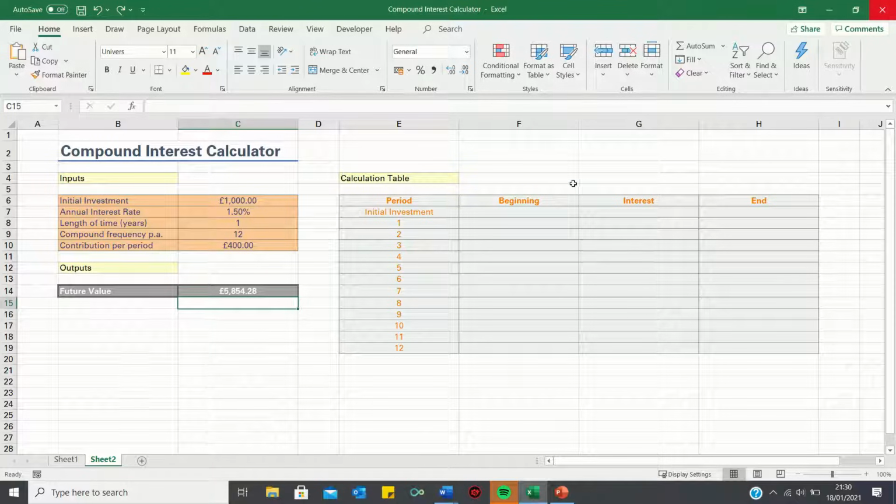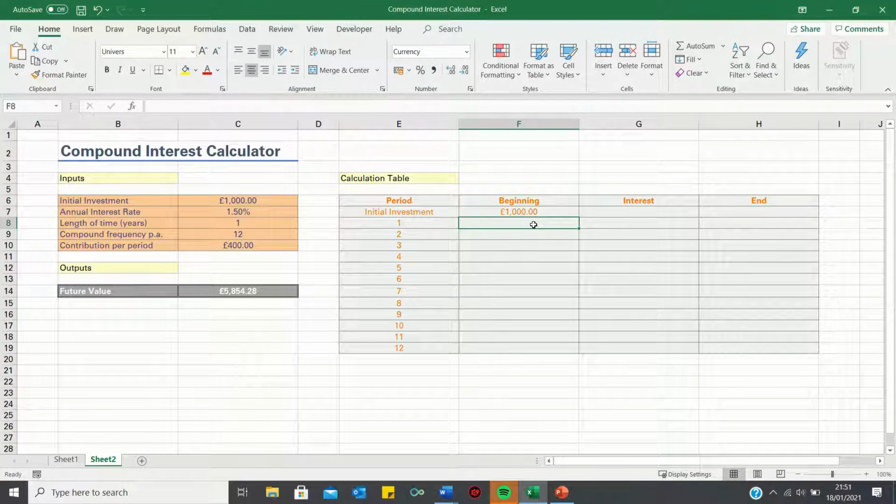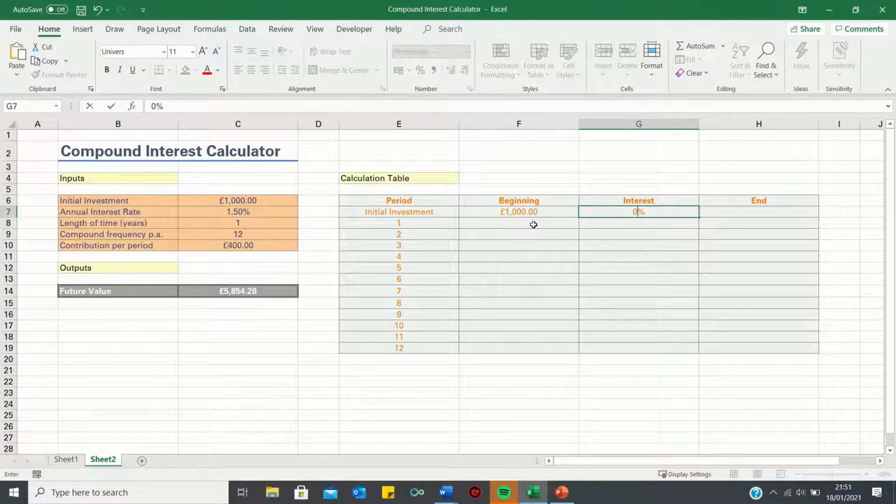Now, how do we know that the future value formula calculated the future value correctly? Well, we can build a calculation table to check this. So for each of the 12 months, or savings periods, we're going to calculate the amount in the account at the beginning of the month, the interest earned, and the amount at the end of the month. Initially, the amount in the account will be £1,000, which is the initial investment. The interest payment at the start will be 0%, as we'll only be earning interest in months 1 to 12.